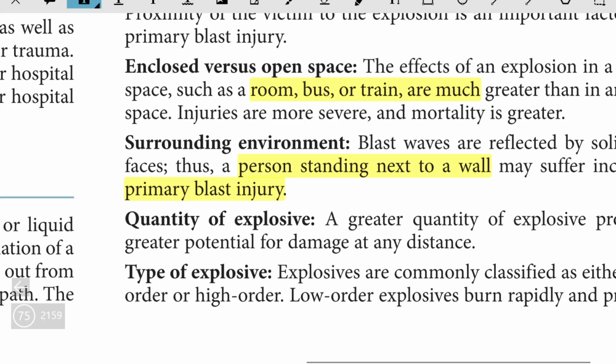The fourth factor is the quantity of the explosive. We know that the quantity of the explosive is directly proportional to the severity of the injuries. And now the type of explosive.